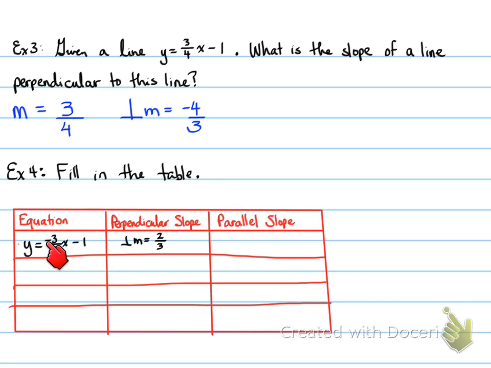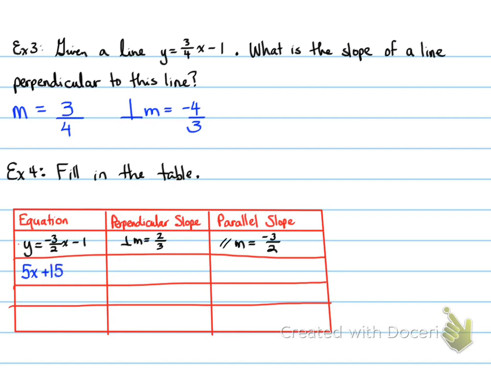Remember that the slope here is negative. We take the opposite sign and we flip the fraction. So it's positive 2/3. Our parallel slope, our parallel m, will end up being the original slope, which is negative 3/2. Okay, let's try another example like that.